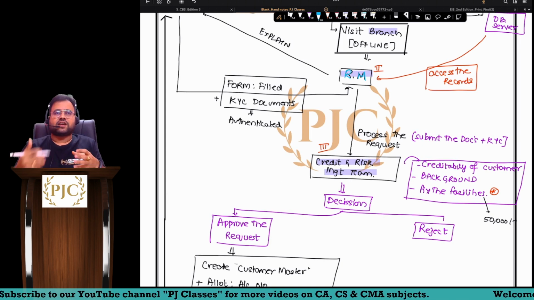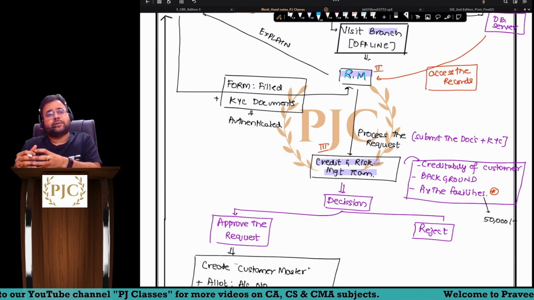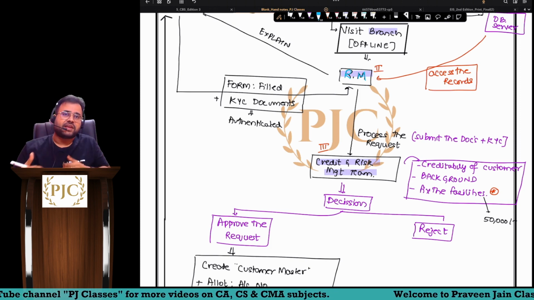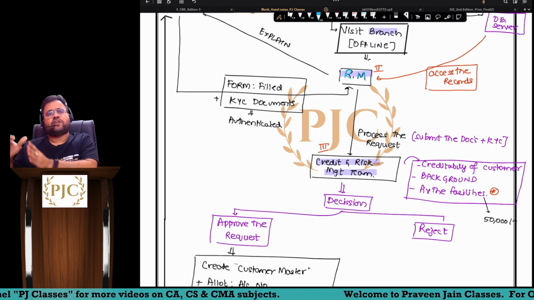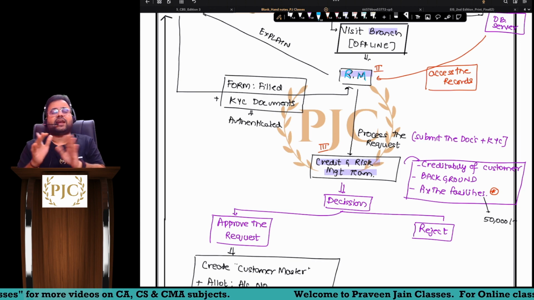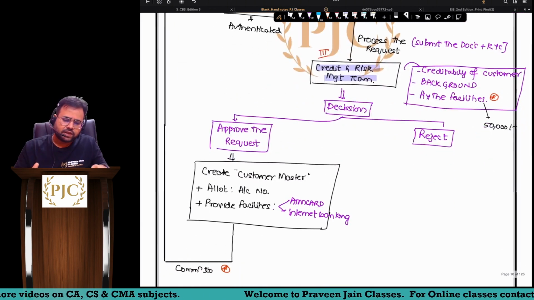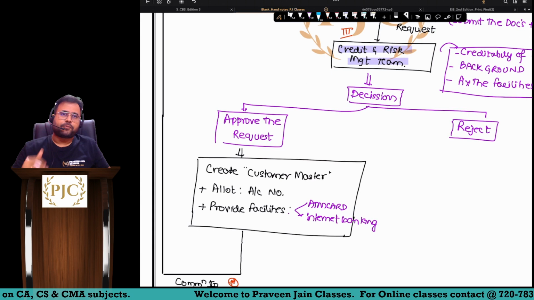So the credibility of the customers, etc., is checked, and then this team will decide whether these facilities can be given to this particular customer or not, sir. If the result is affirmative, then the credit and risk management team will take the decision that we will approve the request, sir.